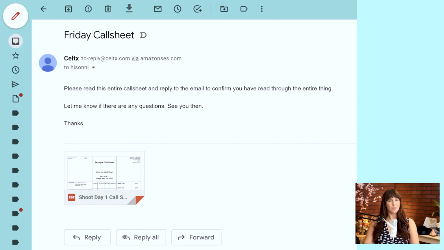So let's go ahead and look at an example call sheet that I have made for us today, and you will see that you will receive your call sheet in an email. Now this email is going to be from production of some sort. When you're reading the email, you have your documents below, but before you even read that document, let's read the information in the email. It says, please read this entire call sheet and reply. Do we see this right here? Reply to the email to confirm that you have read through the entire thing. Let me know if there are any questions and I will see you there.